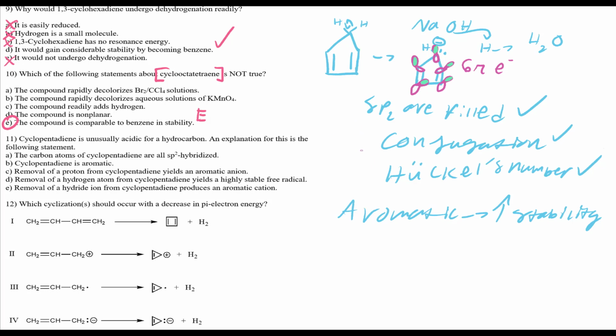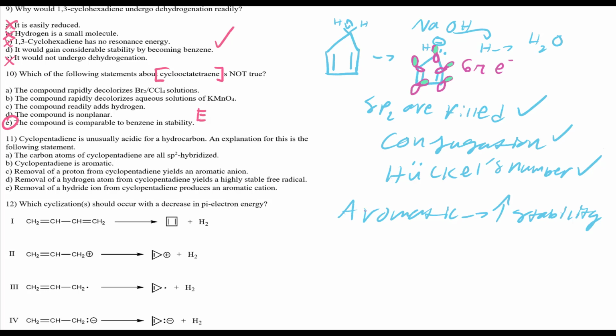For it to be anti-aromatic, you have the 2 requirements, but you fail at Huckel's number, okay? You have like 8 pi electrons. You have 12 pi electrons, right? That's not good. Yes, your sp2 orbitals are filled and they're communicating. Yes, you have conjugation, but your number is wrong, and therefore you would be anti-aromatic.